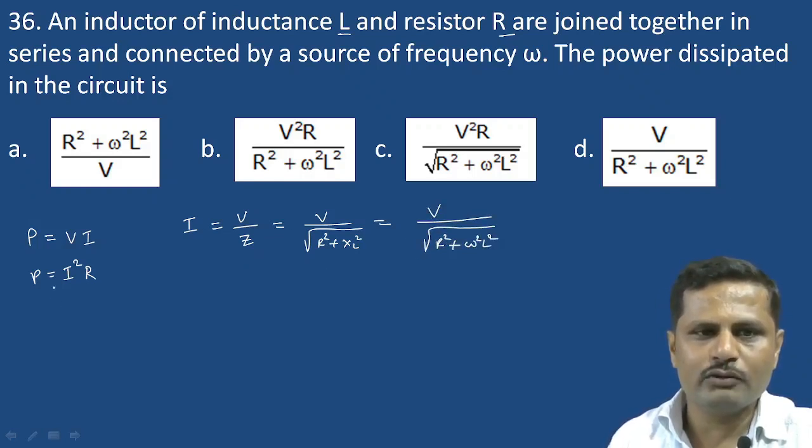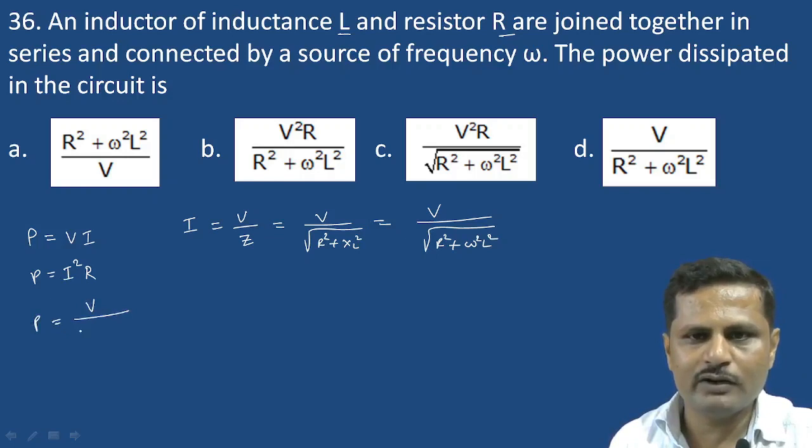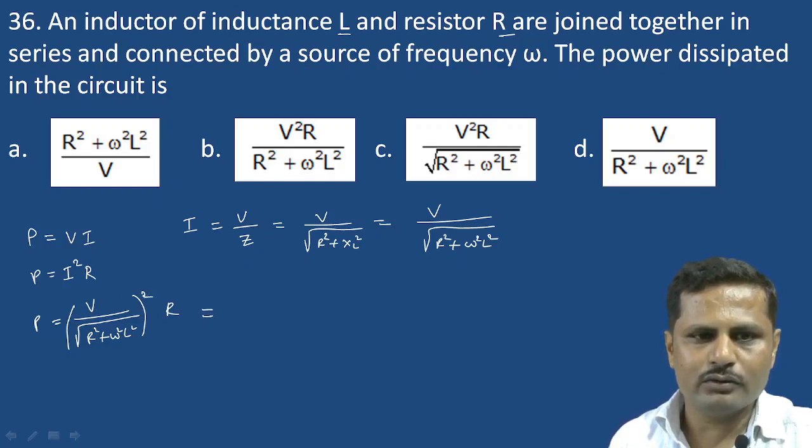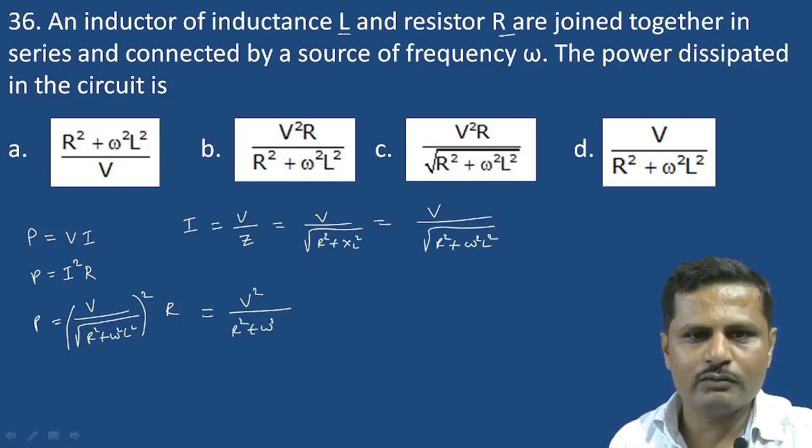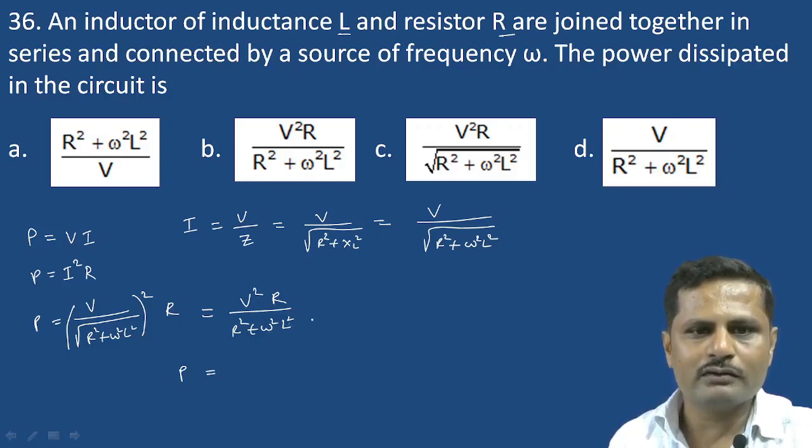So I am substituting this in the expression for I square. In place of I, I write V divided by root R square plus omega square L square, the whole square, into R. The root and the square get cancelled, and we get V square divided by R square plus omega square L square, into R. Therefore power is equal to V square R divided by R square plus omega square L square. So option B would be the right answer.